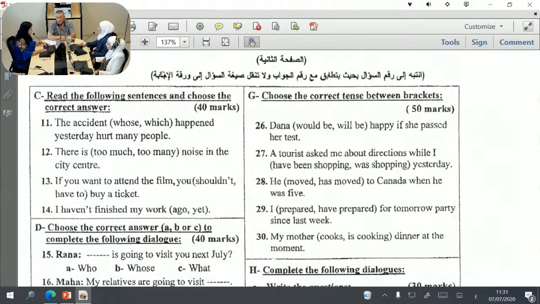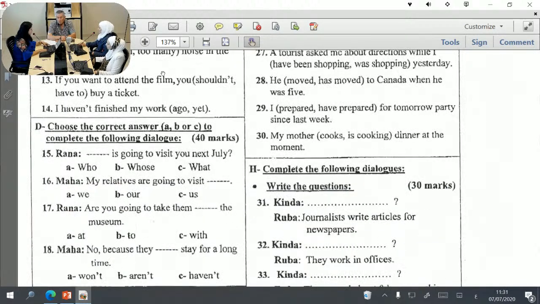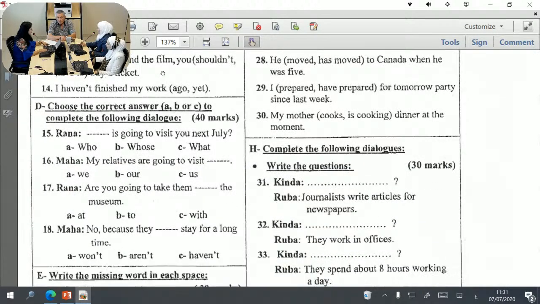Now conditional. Question D, choose the correct answer. We have to pay attention that it's a dialogue, so you have to read the whole dialogue to be able to understand it, because sometimes the first answer or the question depends on the answer. So the answer determines the question word, or the thing we need to put in the missing place. So it's a dialogue, just pay attention to that.